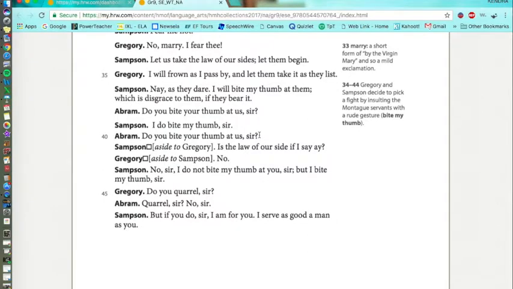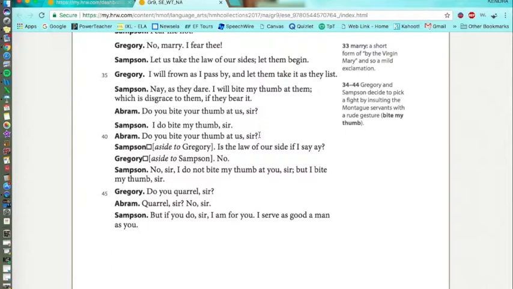Okay? So Samson says, "No, sir, I do not bite my thumb at you, sir, but I bite my thumb, sir." So again, he's like, I'm not necessarily biting my thumb at you, but I'm biting my thumb. So if you're offended by it, why don't you do something about it?